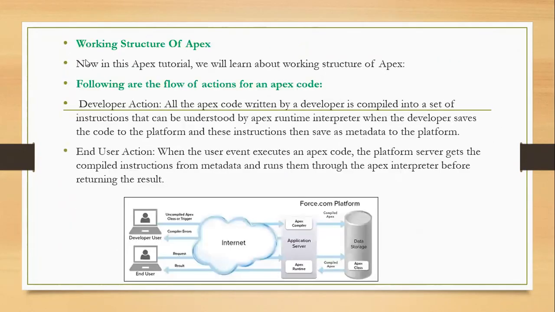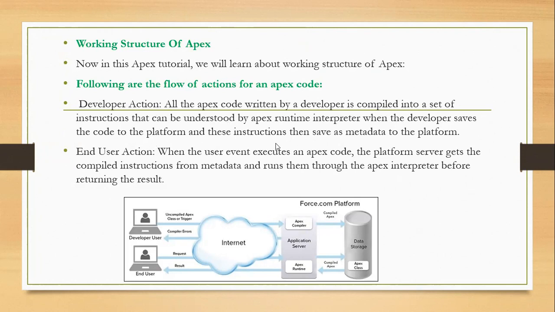Next, the working structure of Apex. Now in this Apex tutorial, we will learn about the working structure of Apex. Following are the flow and the actions for Apex code. Developer action: all of the Apex code written by the developers is compiled into a set of instructions that can be understood by the Apex runtime interpreter when the developers save the code to the platform.